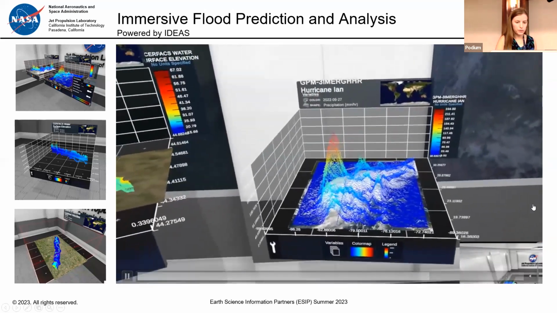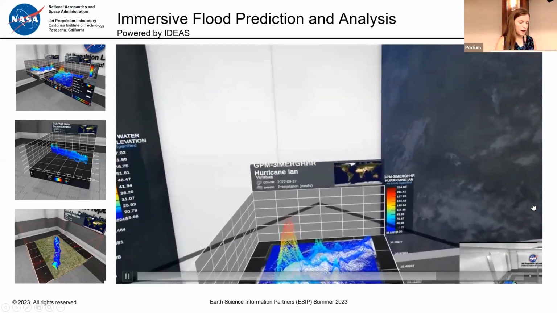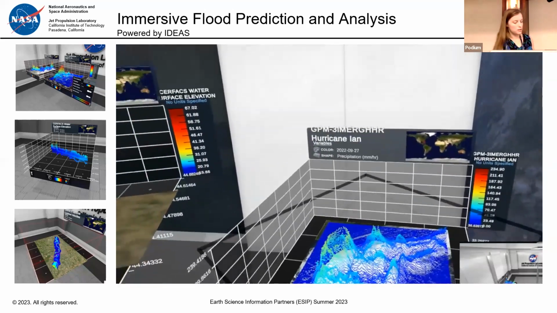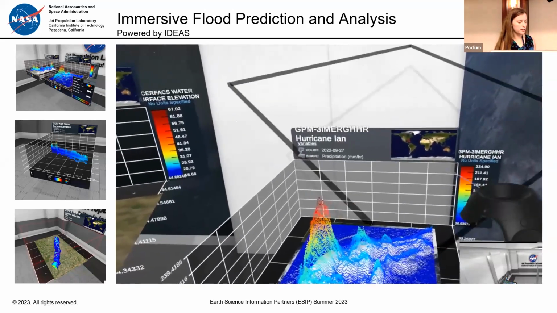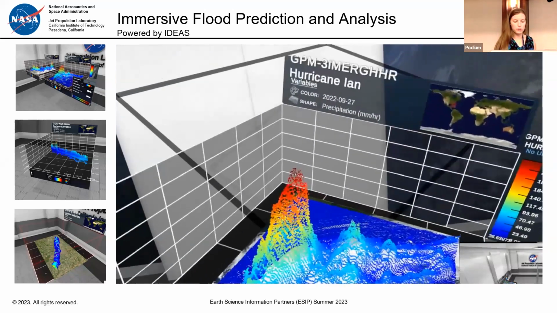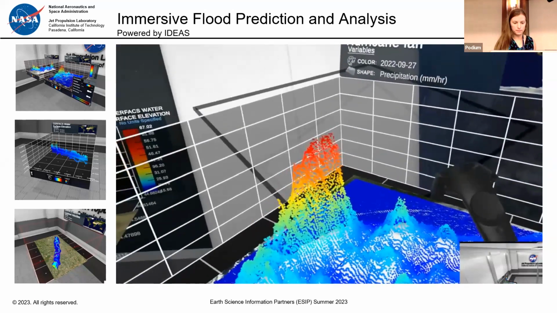This is our use case for Hurricane Ian. And in the top part of that box there, you can see the region of Florida that is selected, where the variable we are looking at is precipitation.